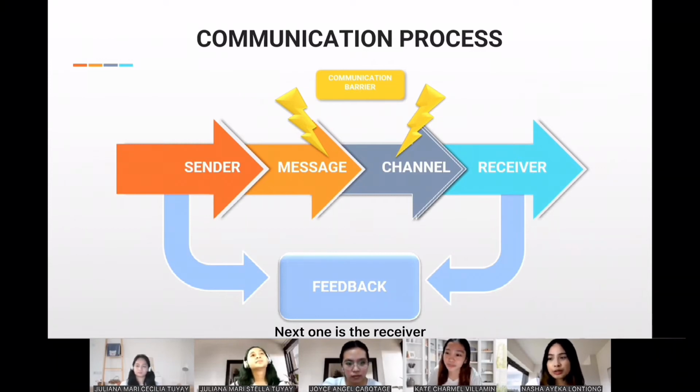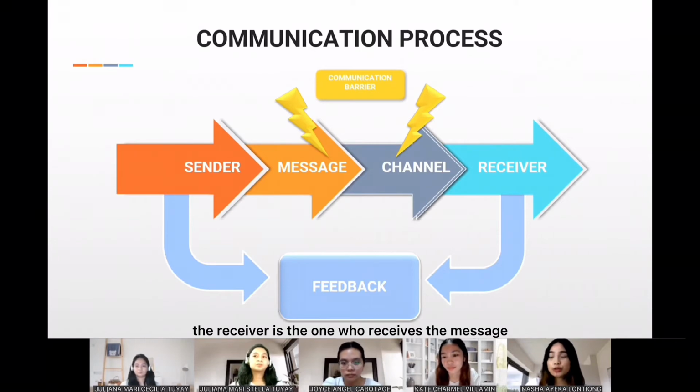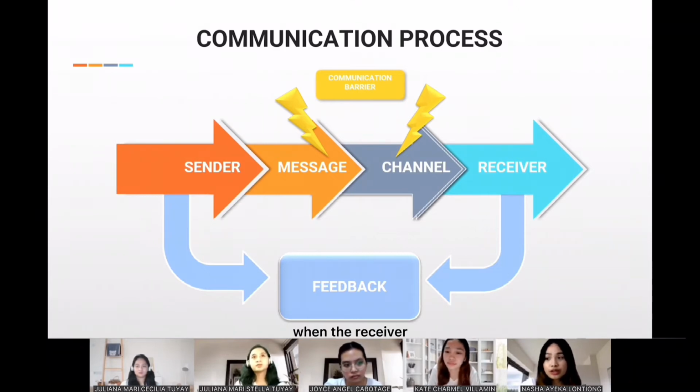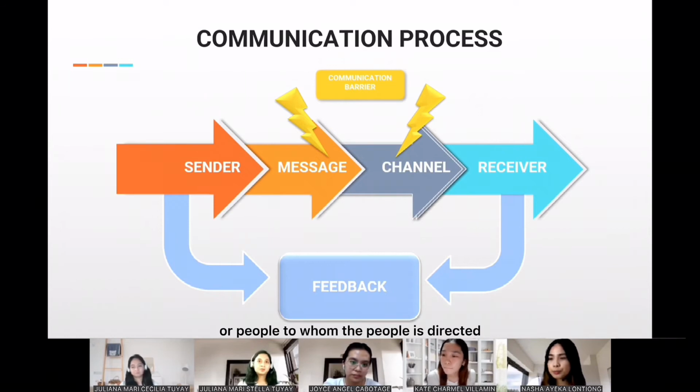Next one is the receiver. The receiver is the one who receives the message and attempts to grasp what the sender is trying to say before responding appropriately. Decoding is another term for this. When the receiver correctly perceives the message sent by the sender, communication is successful. The receiver is the person or people to whom the message is directed.